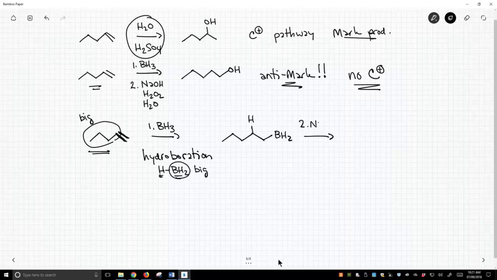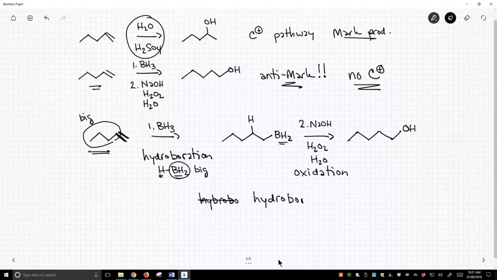So the second step, we treat this with sodium hydroxide, H2O2, and water. We're not going to go through the mechanism, but that transforms the BH2 into an OH group. And we get our alcohol. So this is an oxidation step. This overall process is referred to as, let's try to write that properly, hydroboration oxidation. That's what you would call this reaction.